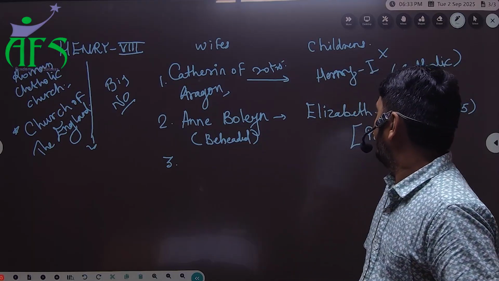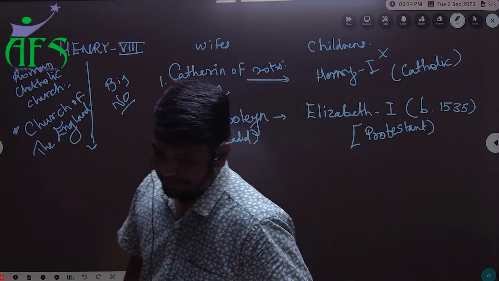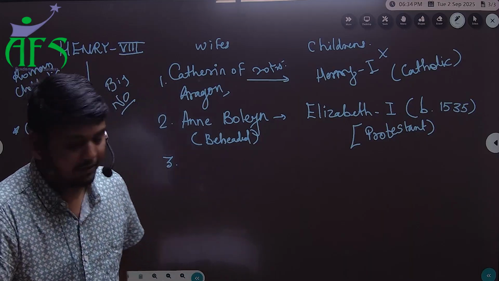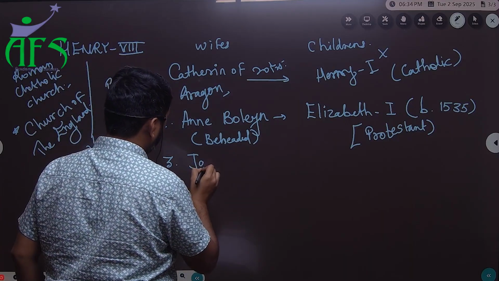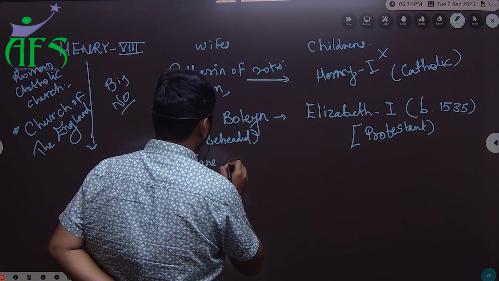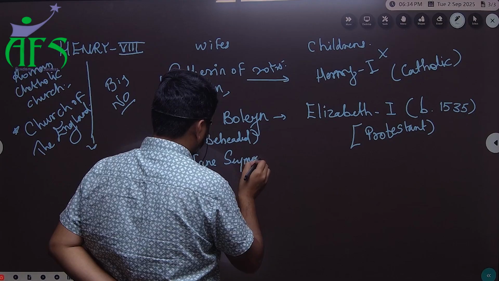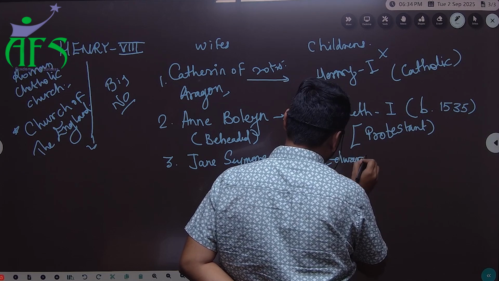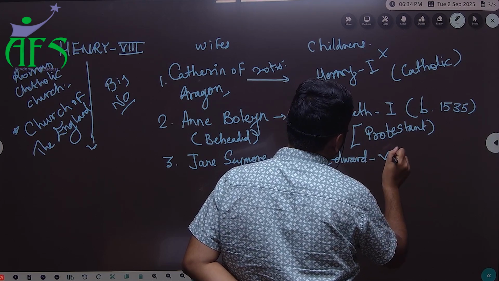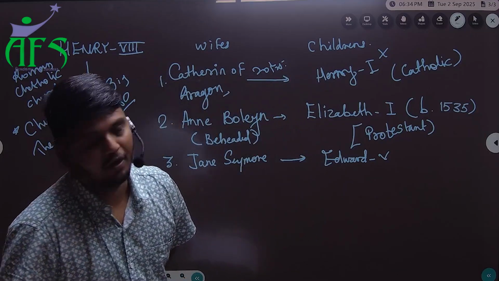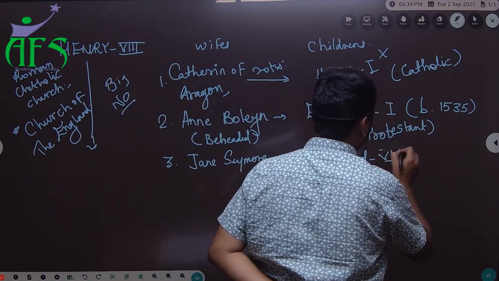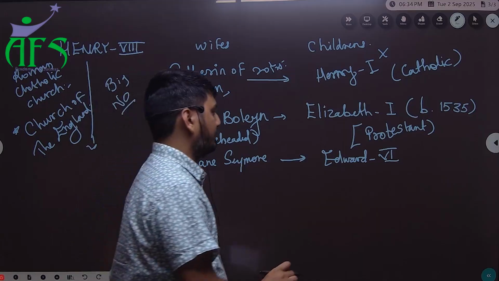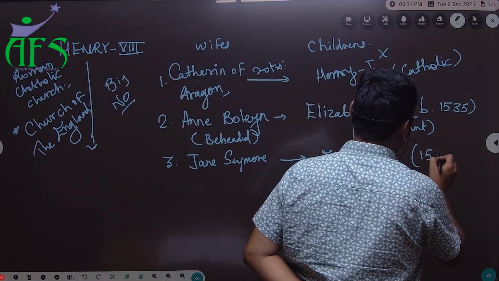Then the third person we have, that we didn't mention over here, is Jane Seymour. That was the third wife of Henry the Eighth, and she had a son called Edward the Sixth, and he was born in 1537.